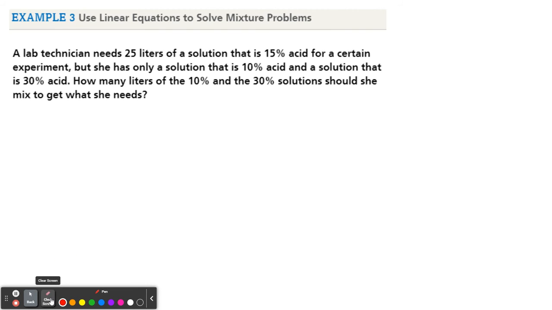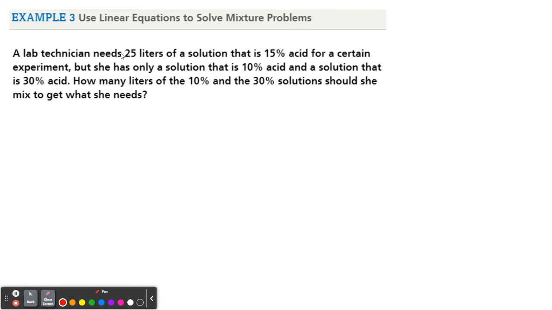Okay, example 3, use linear equations to solve mixture problems. It says a lab technician needs 25 liters of a solution that is 15% acid for a certain experiment. But she has only a solution that is 10% acid and a solution that is 30% acid. How many liters of the 10% and the 30% solutions should she mix to get what she needs? Okay, so the idea is that we need this certain percentage of acid. Well, we don't have that exactly. We can't just do it directly. We have to use these two other percentages to kind of mix them and get the 15%.